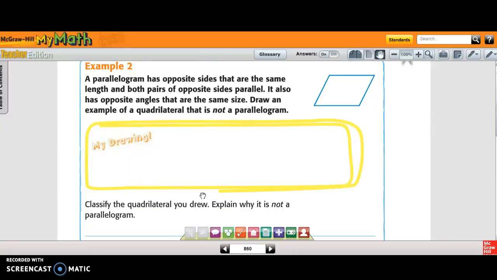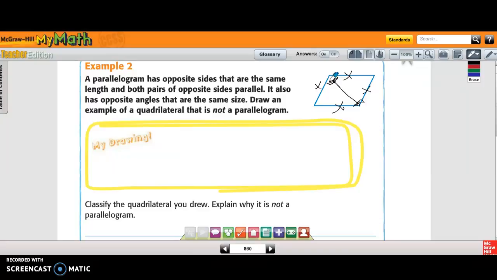Example number 2 says a parallelogram has opposite sides that are the same length, and both pairs of opposite sides are parallel. What that means is the top and the bottom are the same length, and they're parallel to each other. They're side by side without crossing. The left and the right side are also parallel, and they have the same length. It also has opposite angles that are the same size. So this angle right here is the same size as the angle right across from it. It says draw an example of a quadrilateral that is not a parallelogram.